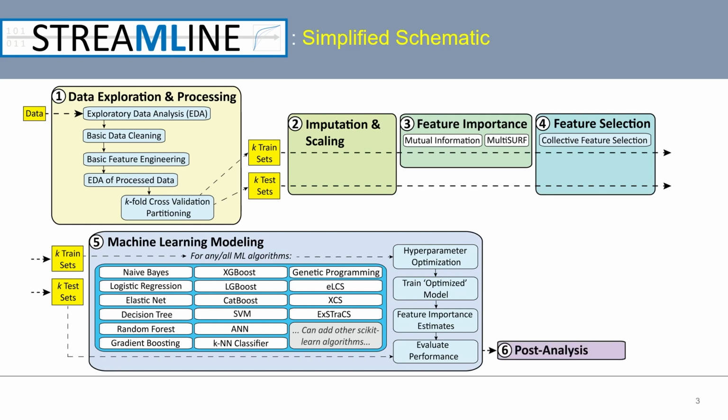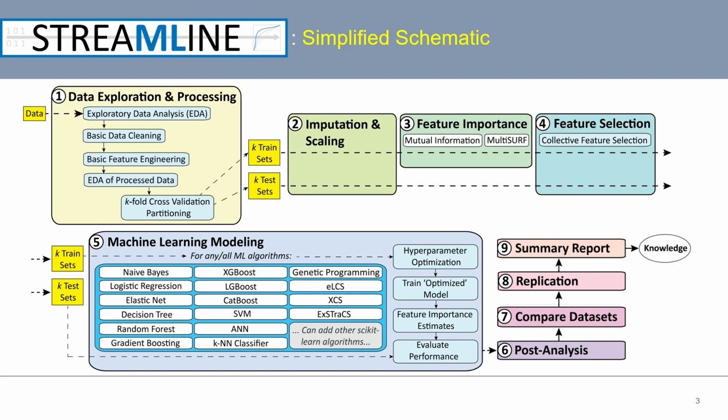Phase 6 conducts a number of post-analysis steps, including data summary and figure generation. Phase 7 optionally allows comparison of multiple datasets being run within STREAMLINE at once. Phase 8 involves replication data re-evaluation of all trained models. And Phase 9 generates a PDF summary report conveniently documenting and organizing pipeline settings as well as key findings.